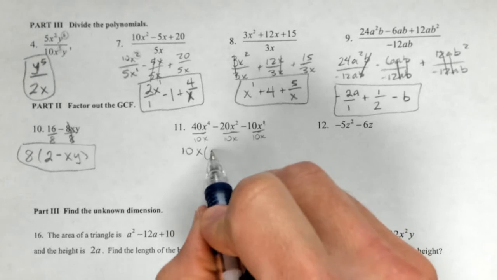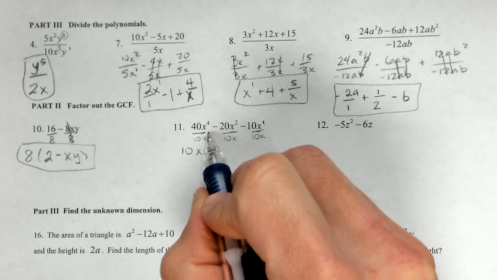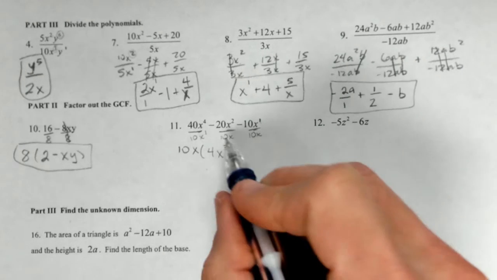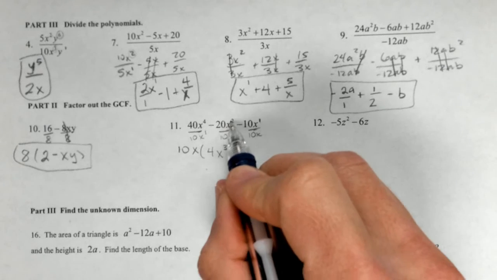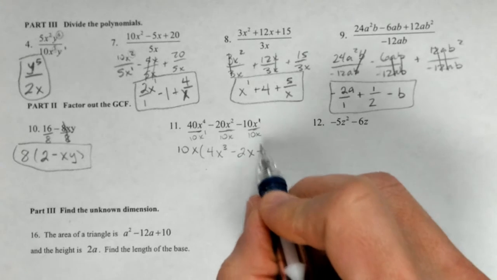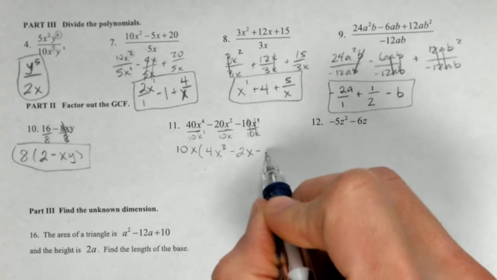40 divided by 10 is 4. X to the fourth divided by x, so 4 minus 1 is x cubed. Now minus 20 divided by 10 is 2. X squared divided by x is an x to the first. And then minus 10 divided by 10 is 1. X divided by x is 1.